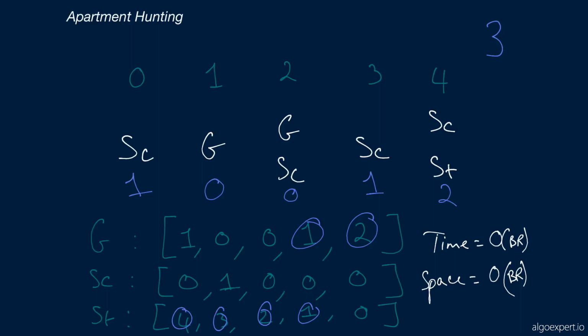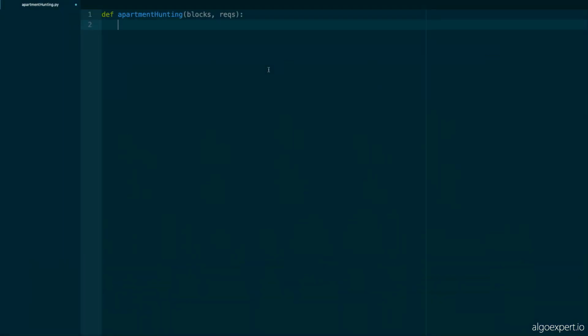Now, I realize that this might have been still a little bit confusing. I think that it'll make a lot more sense once we dive into the code. So without further ado, let's jump into it. All right, so we've got our apartment hunting function defined. It takes in a list of blocks as well as a list of requirements. And this is going to be the first solution, the one with 3 for loops, the one that's a bit less optimal. So the first thing that we're going to do is declare this array.